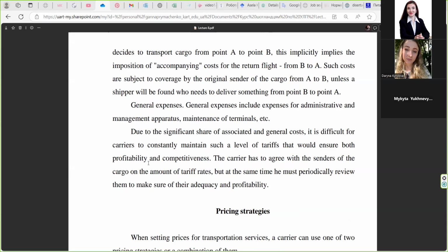Due to the significant share of associated and general costs, it is difficult for carriers to constantly maintain such a level of tariffs that would ensure both profitability and competitiveness. The carrier has to agree with the senders of the cargo on the amount of tariff rates, but at the same time, he must periodically review them to make sure of their adequacy and profitability.